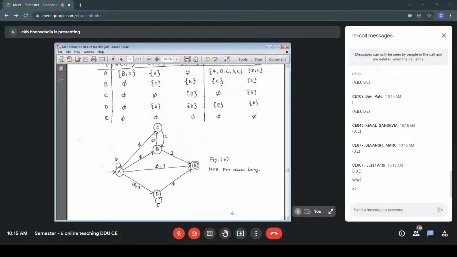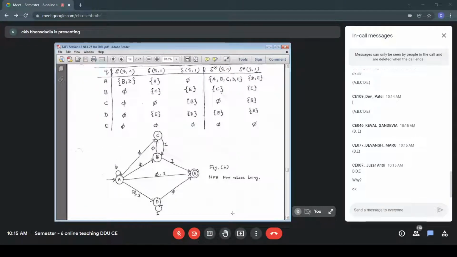So A on 0, you will see transitions from A to every state. A on 0 is itself, to B, to C, to D and to E. A on 0 is A, B, C, D, E. Transitions are defined from state A to every state, also itself. So A on 1 is D and E, so A on 1, the answer is D as well as E.